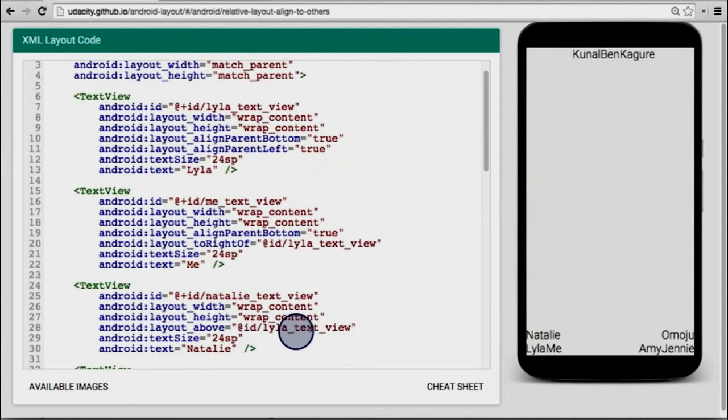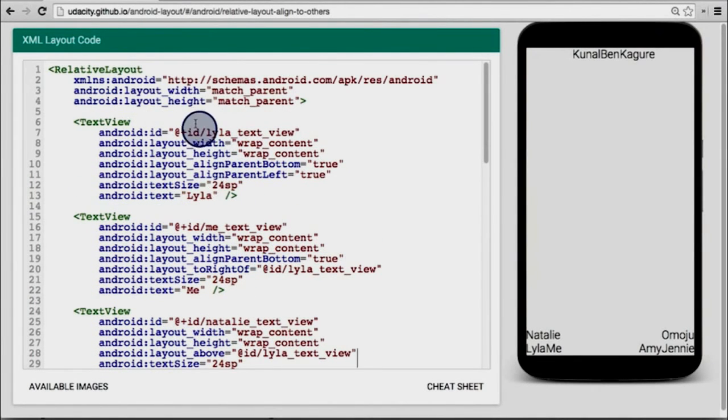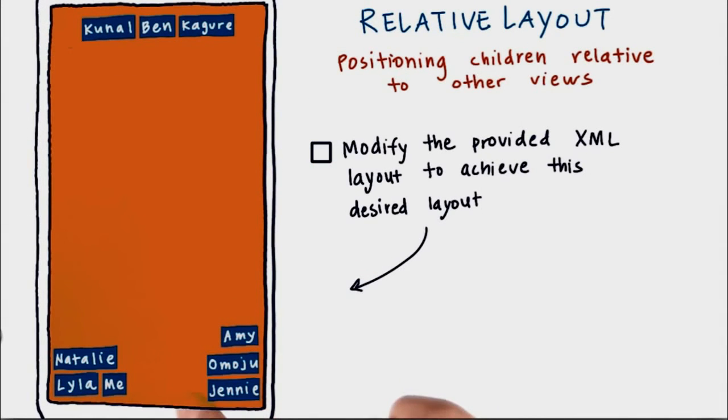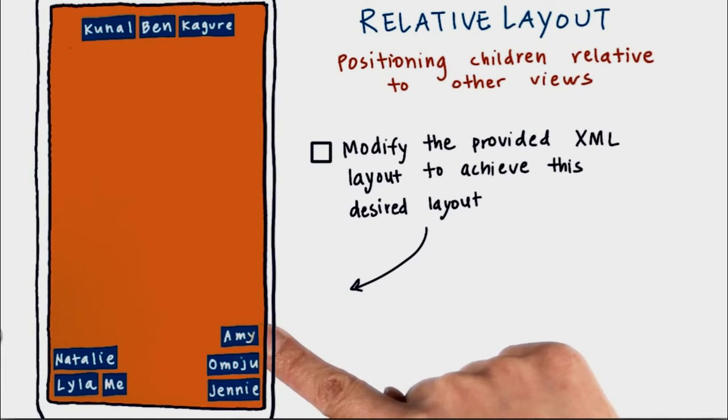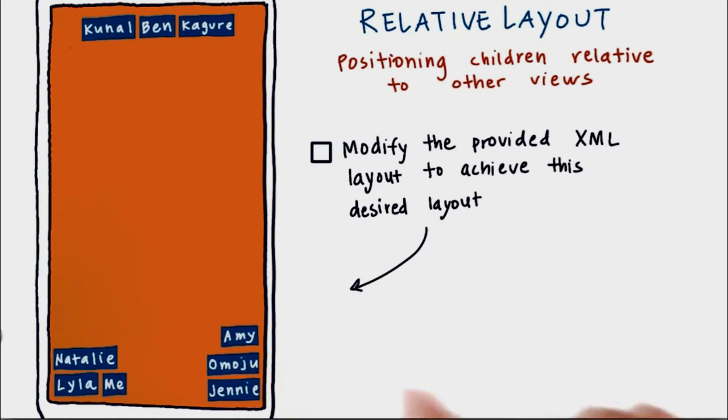And the reason why I use this name is because it was defined as Lila's view ID name up here. Okay, great. So Kunal, Ben, and Kaguri are positioned correctly now. And so are Natalie, Lila, and me. Next, we just need to move Amy from here over to here so that she's above the emoji text view.